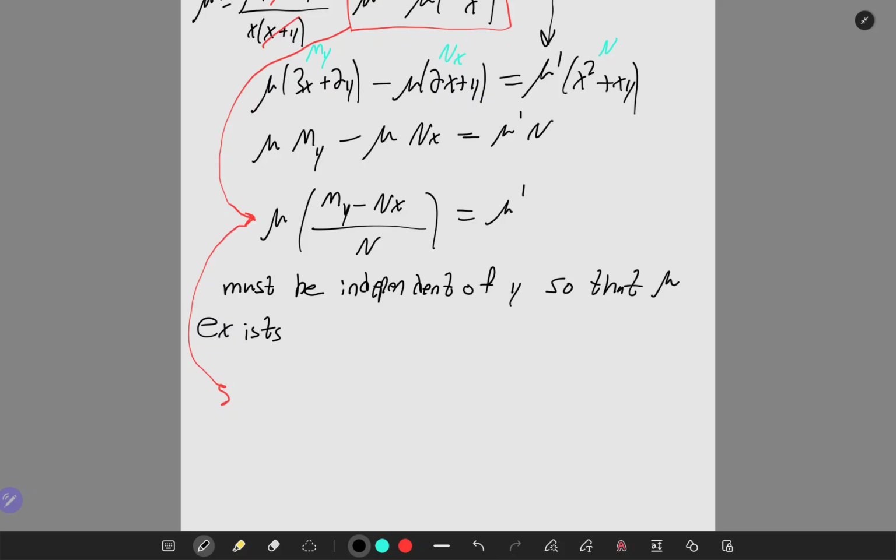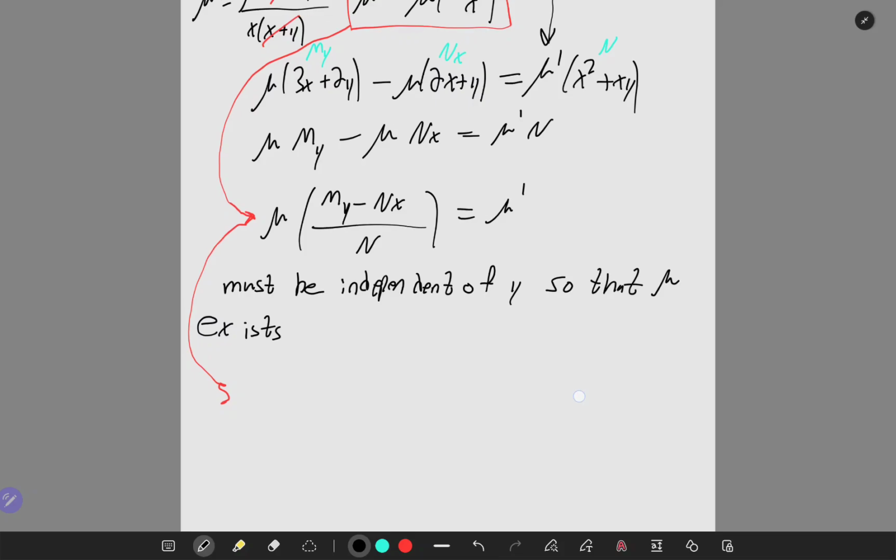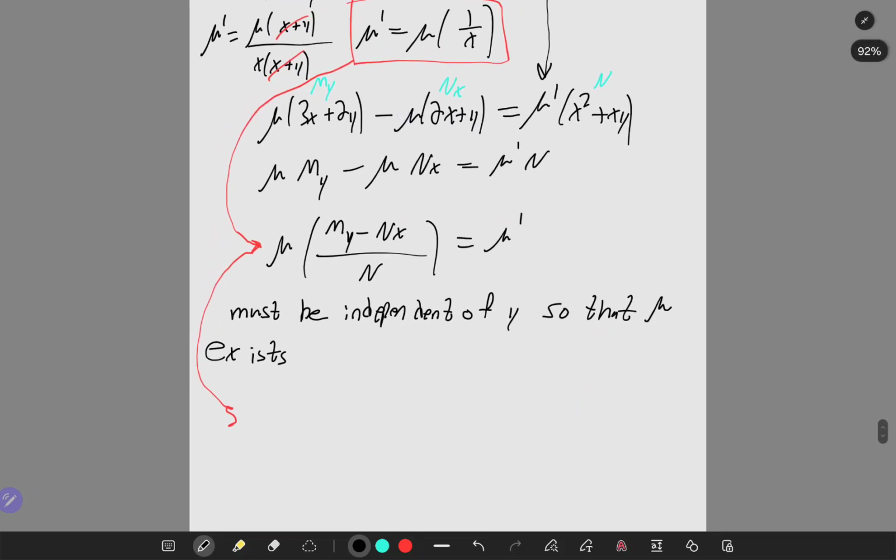Okay, so I think after looking at it for a minute, I paused the video and I think I see what he did here. So we have mu prime equal to mu prime. Okay, so let's set the mu primes equal to each other. So we have mu of 1 over x is equal to mu of ny minus nx over n.